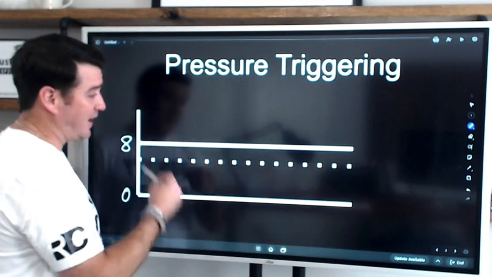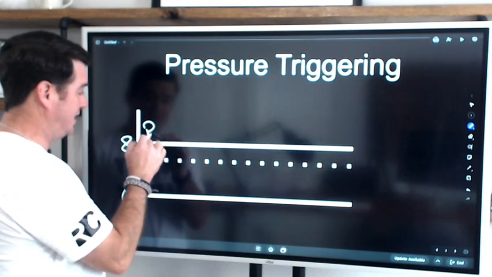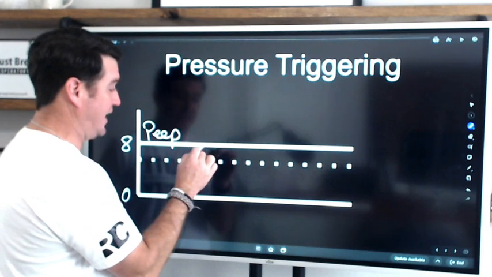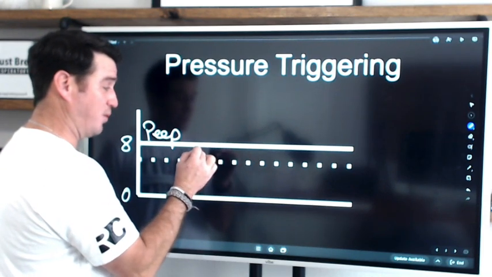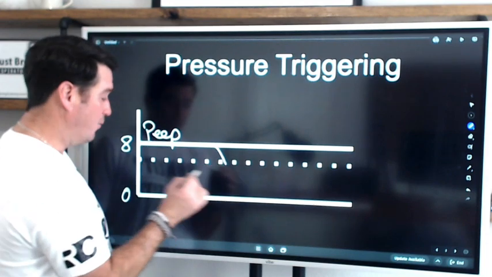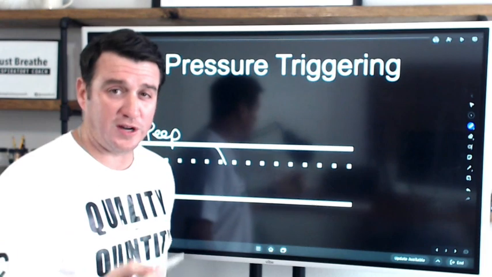So here we go. We've got our pressure waveform here. We're on a PEEP of 8 right here. So this is our PEEP setting. And the baseline is here, just moving down here, right? Now the patient is going to initiate a breath. The diaphragm drops, pressure drops. When it reaches this preset determined pressure trigger state.